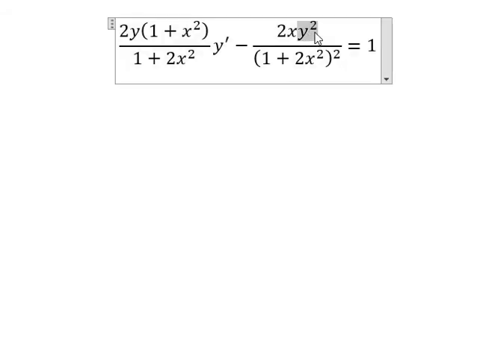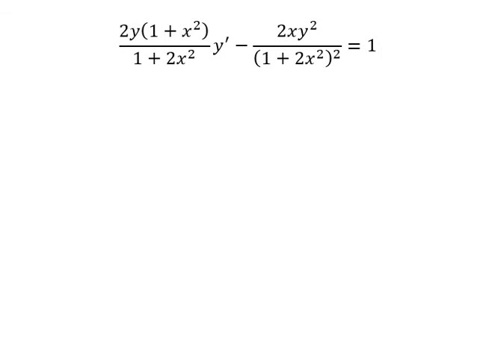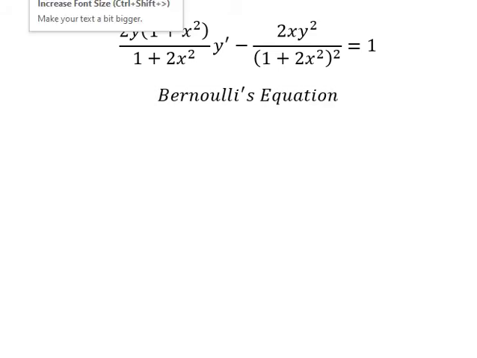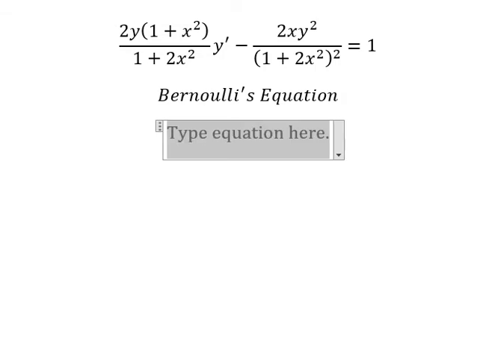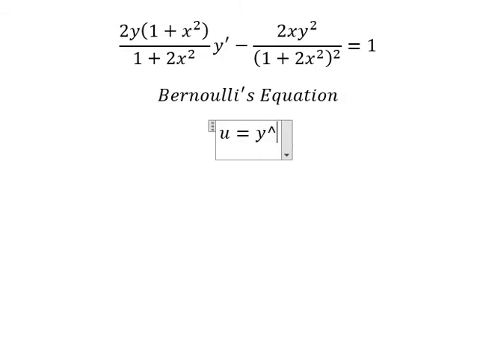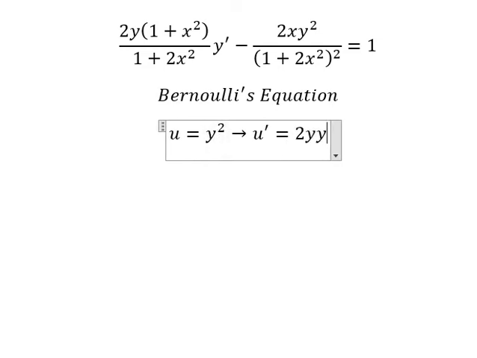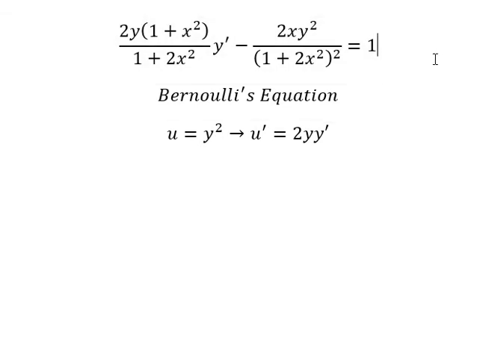We have y squared, first derivative of y, 2y. That is about Bernoulli's equation. So I will put u equals to y squared. Later that we do first derivative for both sides, and we have first derivative of u, and this one we have 2y, and first derivative of y.